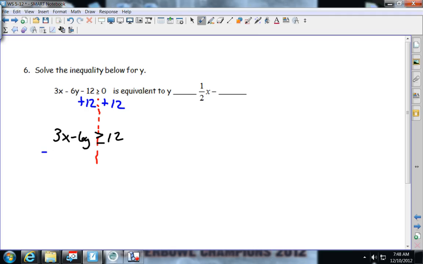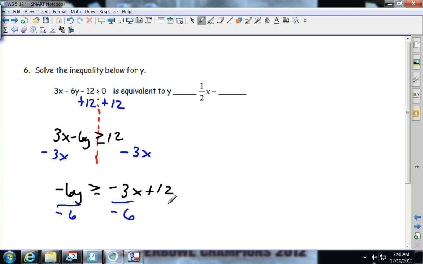I'll subtract 3x from each side. Negative 6y greater than or equal to negative 3x plus 12. Now I'm going to divide by negative 6. What do you have to do when you divide by a negative? Flip the sign so it becomes less than or equal to.